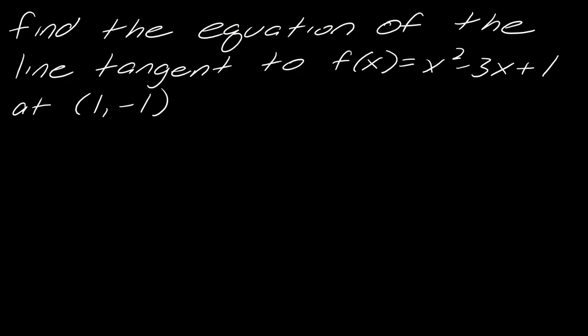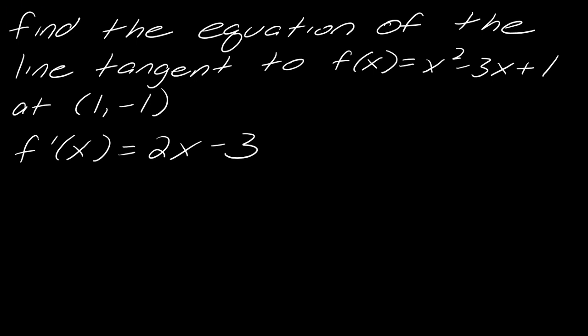So the first question I want to go through is one that I think is pretty standard. Find the equation of the tangent line to f of x equals x squared minus 3x plus 1 at (1, -1). Okay, so the second you see tangent line, that really means take a derivative. So if I take the derivative of this function, this is going to be 2x minus 3. And I want to find the tangent line.